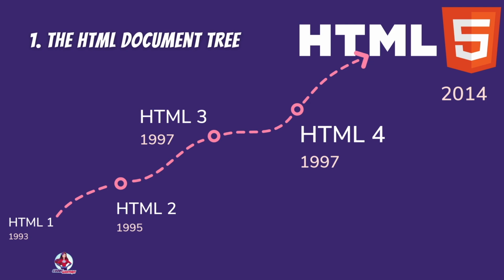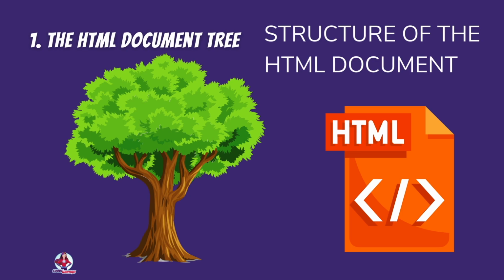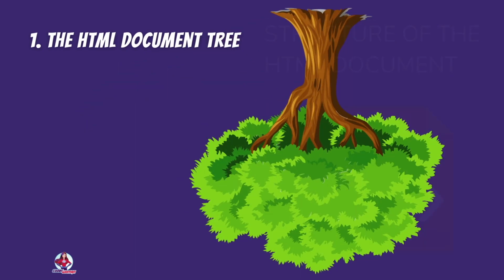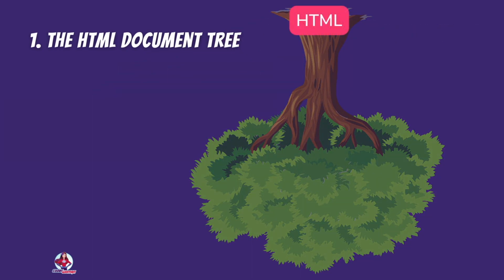And here's something interesting. HTML has a tree structure, but it's upside down. The root element is the HTML element at the top. All the other parts grow down from it. Inside the HTML element, we always have the head and body elements. As we start building our web page, you will see that each part fits into the structure just like branches on a tree.